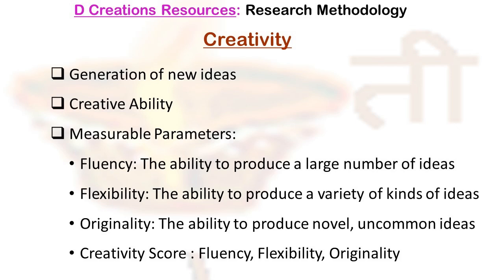And if you have to measure the abilities, fluency is basically coming up with a large number of ideas. Flexibility is getting different types of ideas, and originality is generating innovative ideas. So that gives you your creativity score.